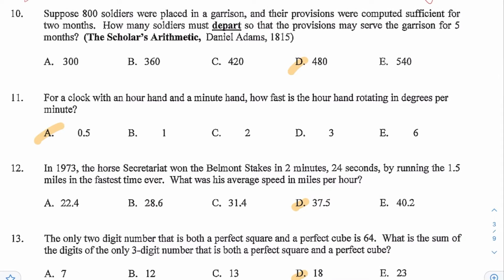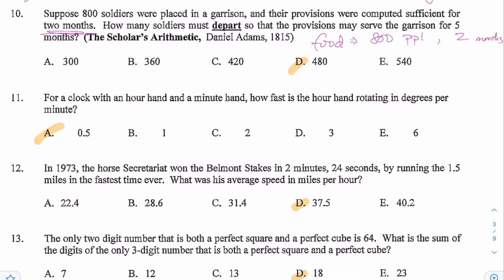Next, for number 10, suppose 800 soldiers were placed in a garrison, and their provisions were computed sufficient for 2 months. How many soldiers must depart so that provisions may serve the garrison for 5 months? So here you have 800 soldiers, and you have enough food for 2 months. So food will be enough for 800 people, 2 months.